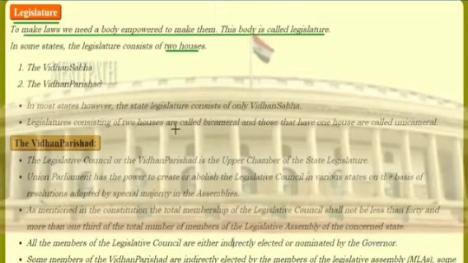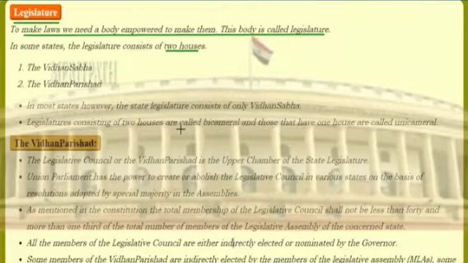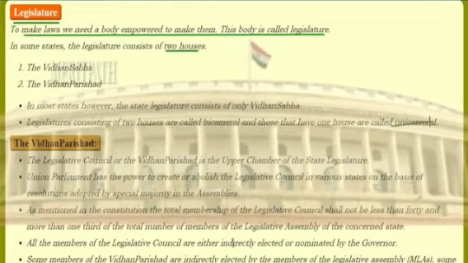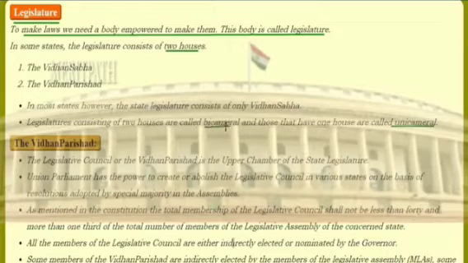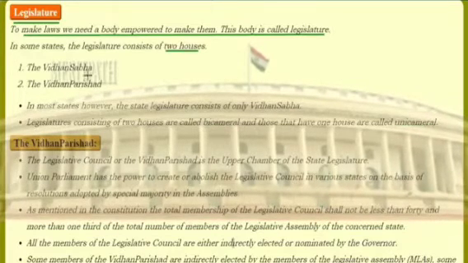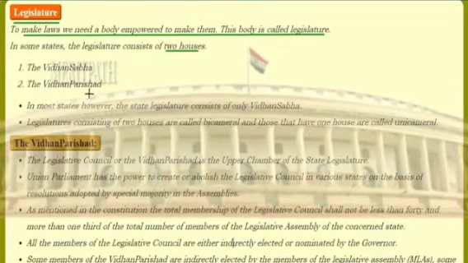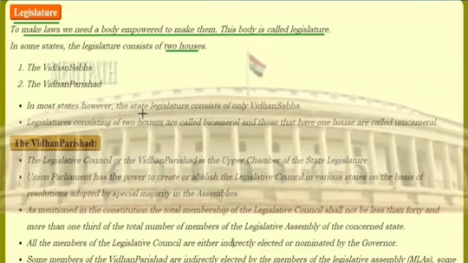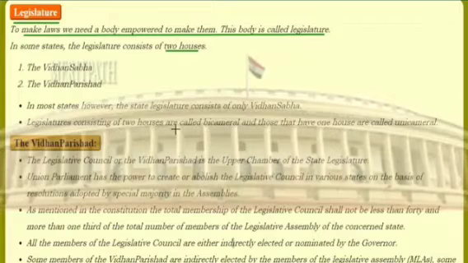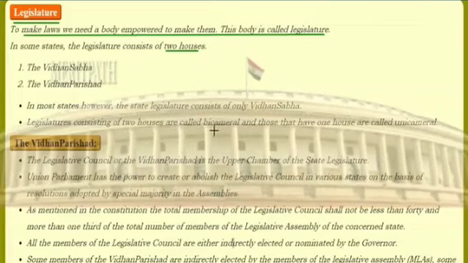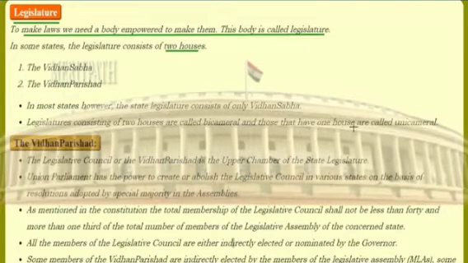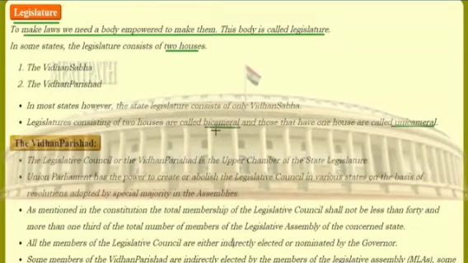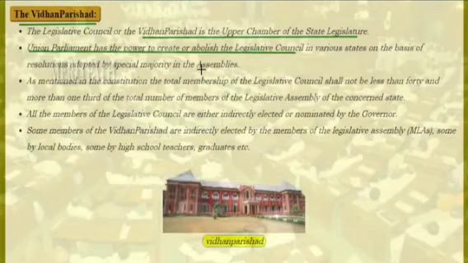In some states, the legislature is divided into two houses, known as Vidhan Sabha and Vidhan Parishad. Some states contain only Vidhan Sabha and some states contain both. If a state has both houses, it is known as bicameral, and those states having only one house are known as unicameral. So: unicameral and bicameral.